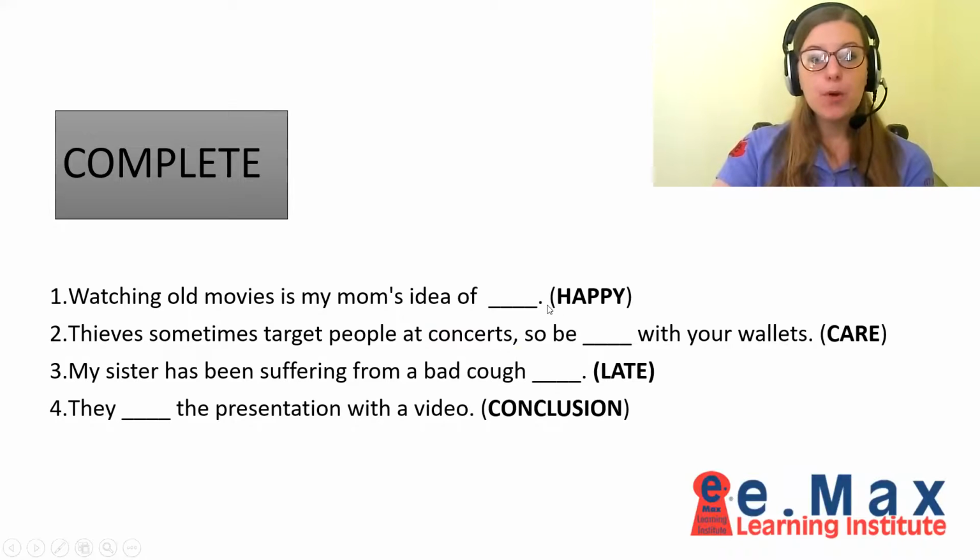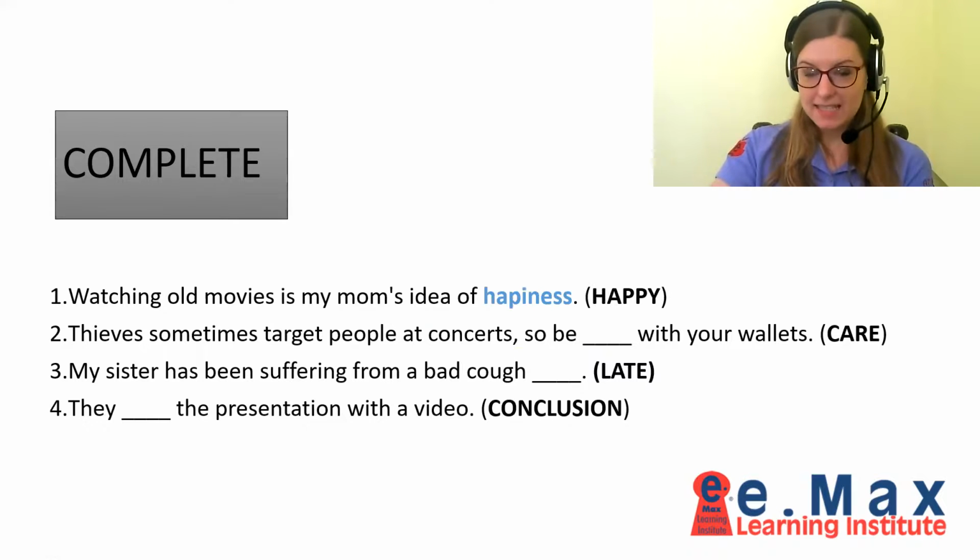Here, you have to modify the verb in brackets into the correct word category according to the sentence. So, watching old movies is my mom's idea of... What do we need here? Do we need a verb? No, right? A noun. We need a noun. So, how do we make a noun out of happy? Remember the endings? Happiness. Yes, very good.